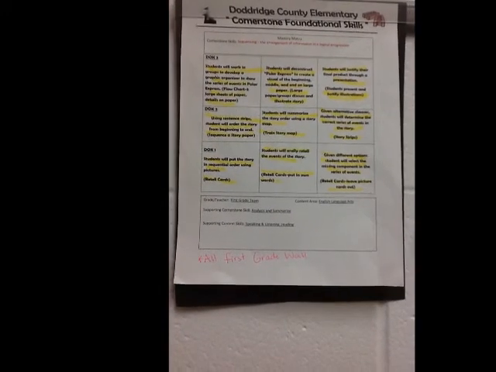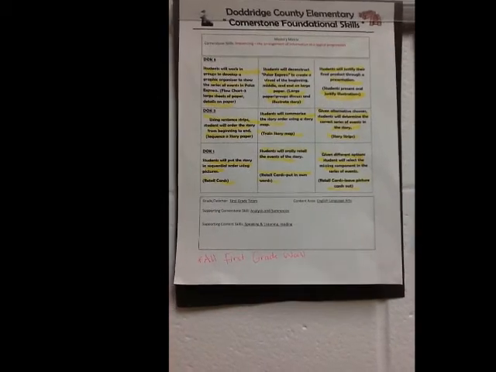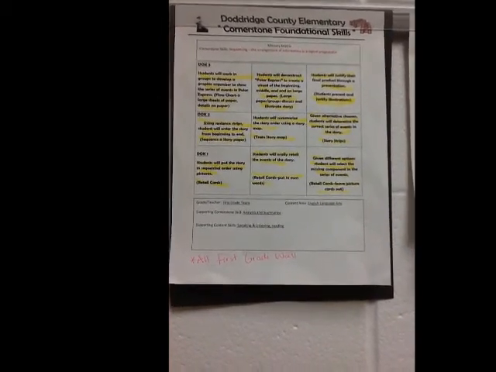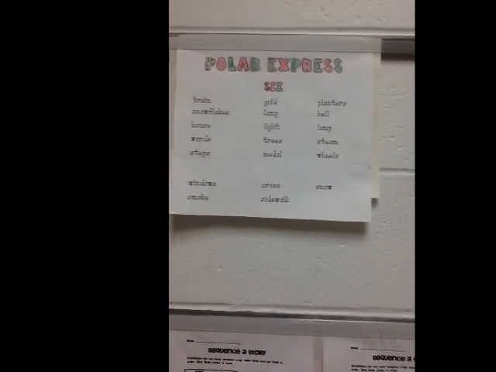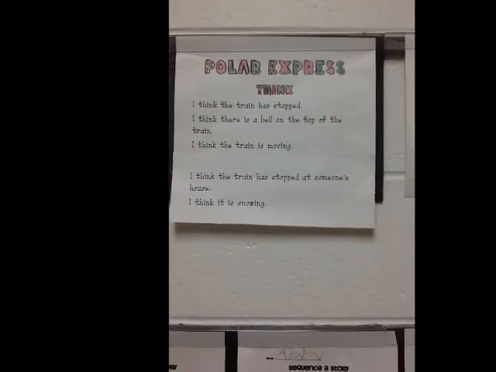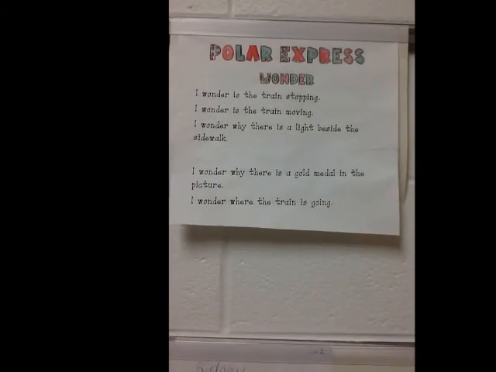This is the first grade matrix on sequencing using the story The Polar Express. The first thing that we did on our Polar Express story was a see, think, wonder. Then we used retell cards to put it in sequential order.